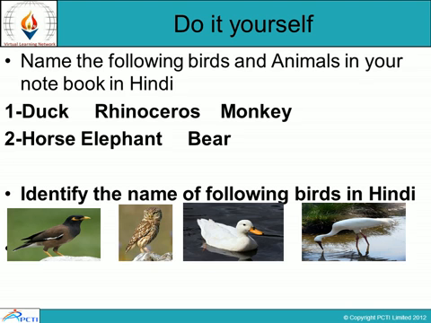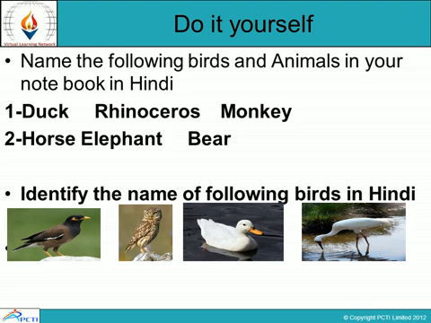So now these were the animals that you have learned, and the birds. Now some do-it-yourself exercise for you so that you can recall what you have learned. You have to name these birds and animals in your notebook in Hindi. Duck. Yes, you are right. Batak. Similarly, you have to find the words for rhinoceros, monkey, horse, elephant and bear.